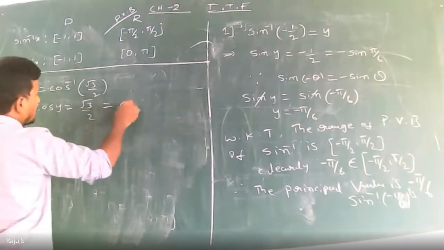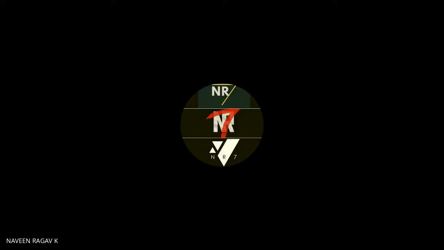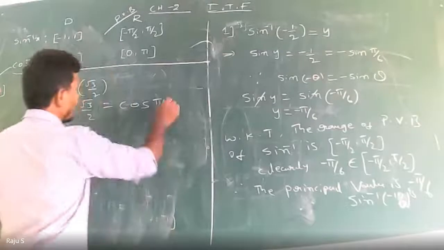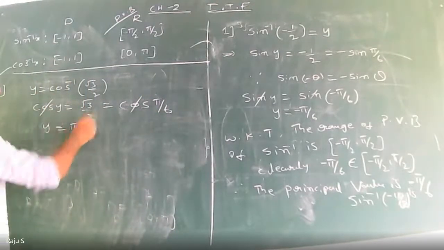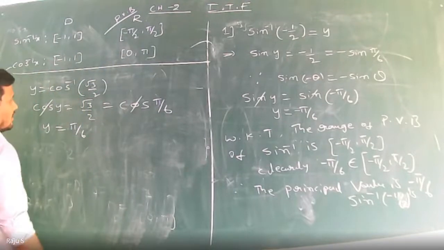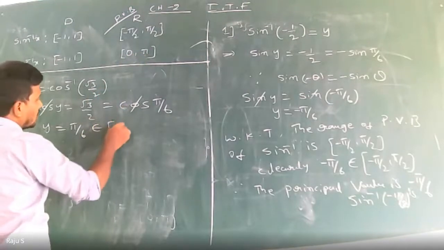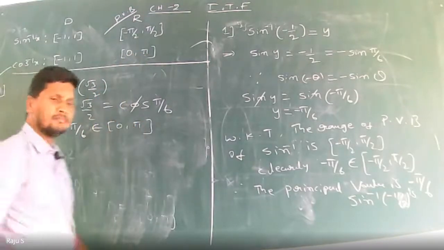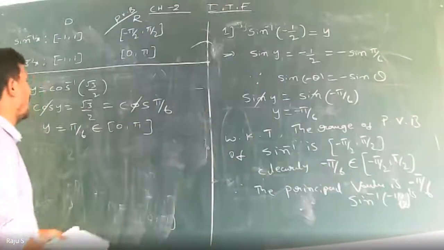Root 3 by 2 is nothing but cos of pi by 6. Now if we cancel cos on both sides, then y is equal to pi by 6. What is the principal value branch of cos inverse? 0 to pi. Does this belong to the closed interval 0 to pi? Yes, clearly that value belongs to the given principal value branch.